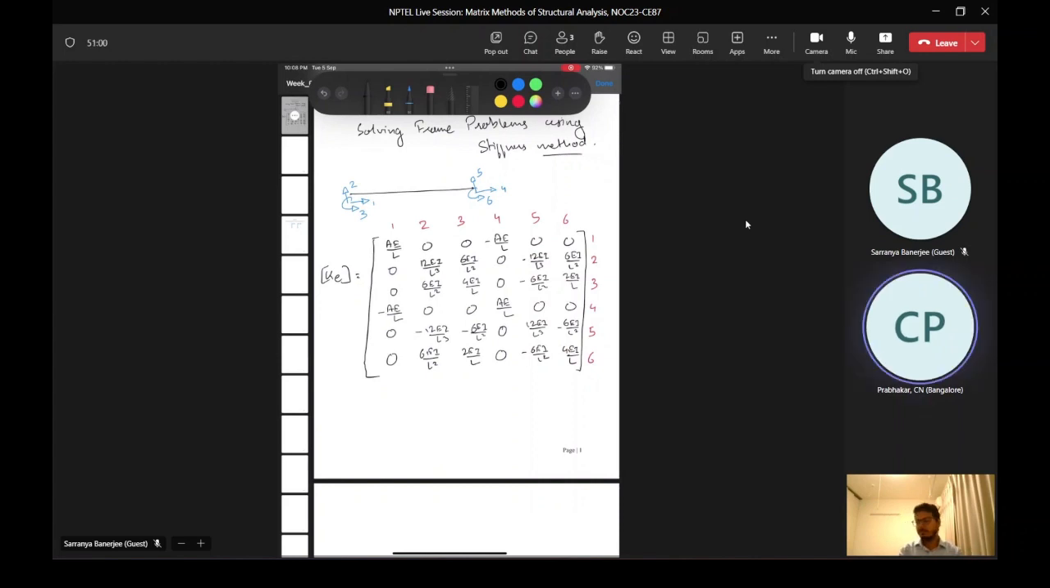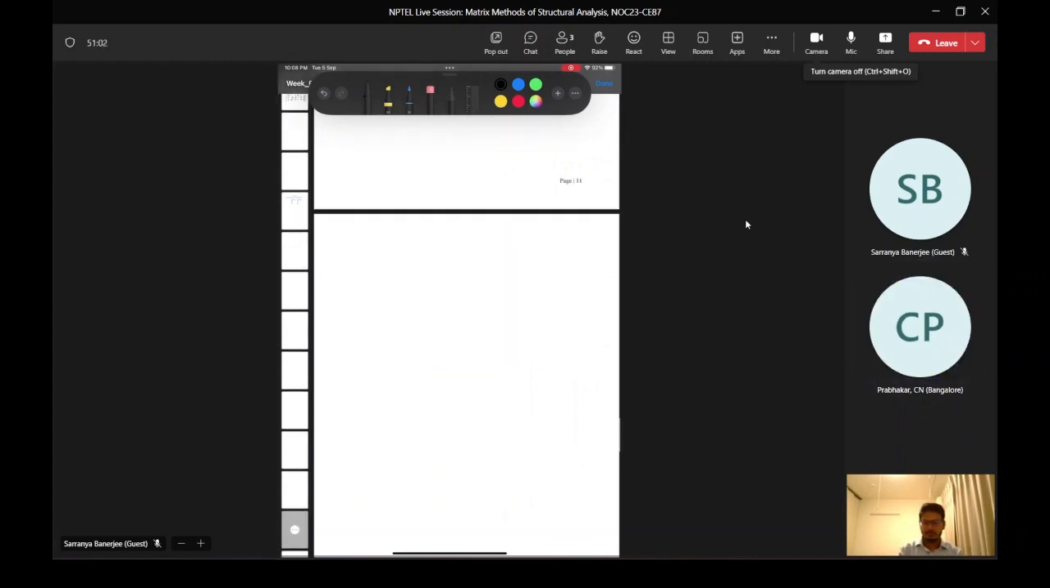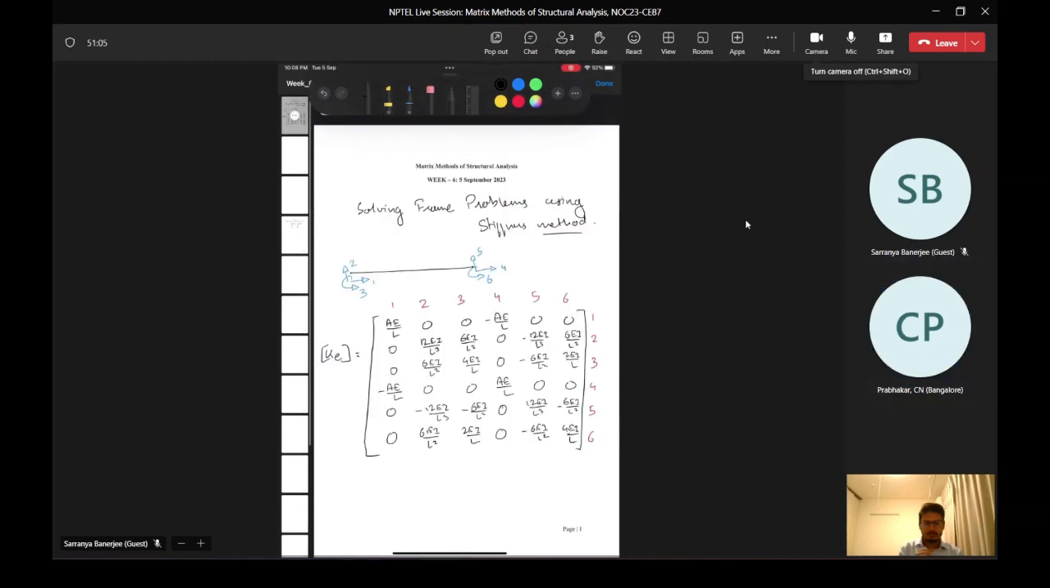Pretty straightforward. What is the unit of that 6E by L square? Is it a kip or kip per inch? Can you just check the units? 6 EI by L square. Okay.